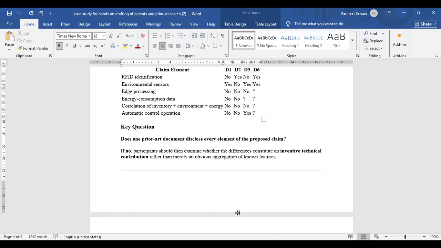This leads to a fundamental patentability question. Does one prior art document disclose every element of the proposed claim? If the answer is no, the participants must investigate whether the differences represent a genuine, inventive technical contribution or merely an obvious aggregation of the known technologies.